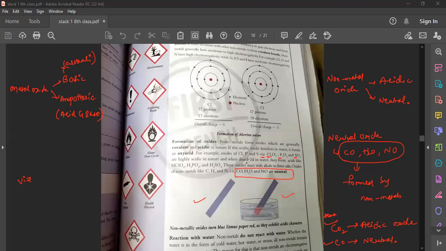Understanding? Am I going very fast? Yes, sir. Understanding. Okay. Can I clear this part? Take the screenshot. Yes, sir. Taken. Done.